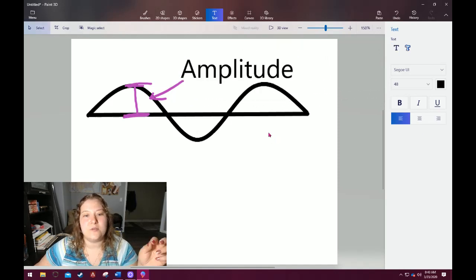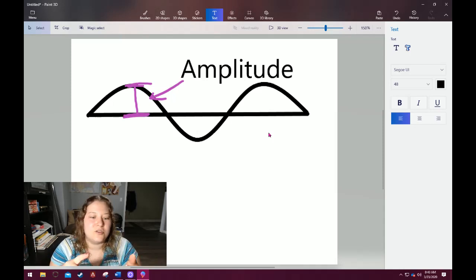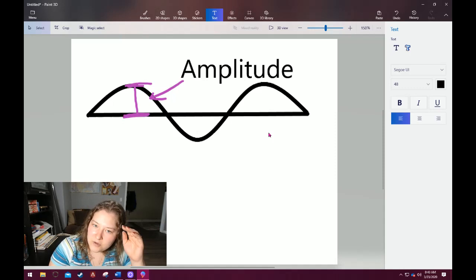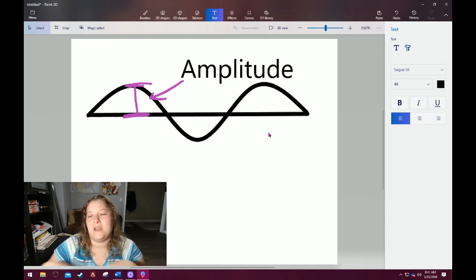The amplitude of your wave determines a lot of things about it. It could be how much energy goes into it, how far the particles have moved. So basically from the baseline to the crest is how you measure the amplitude of a wave.